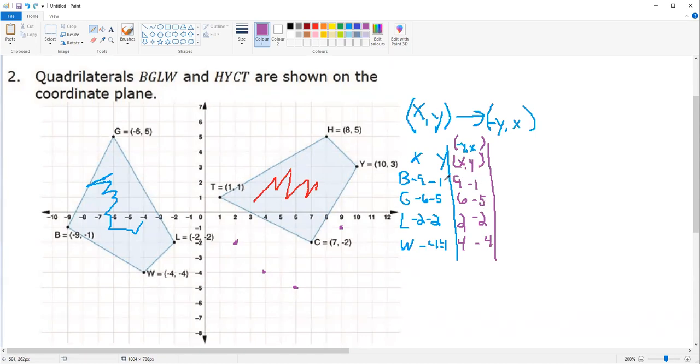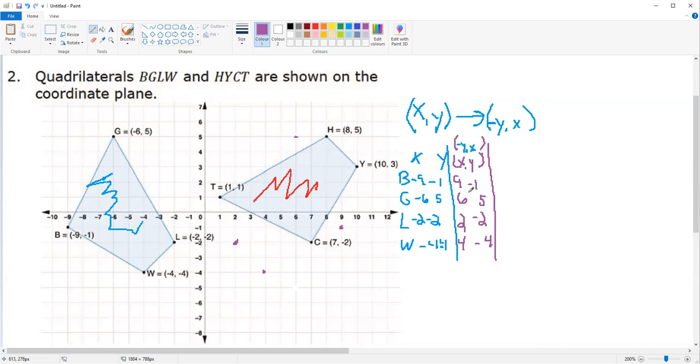Did I transfer all my numbers right? 6 and -5. Nope, I did not transfer that right. That is 6 and 5. So this should be 6 and 5. That looks better, I think.